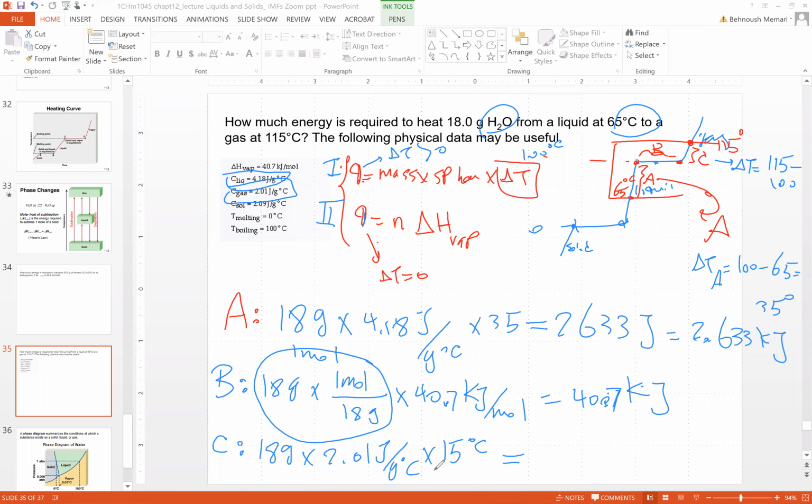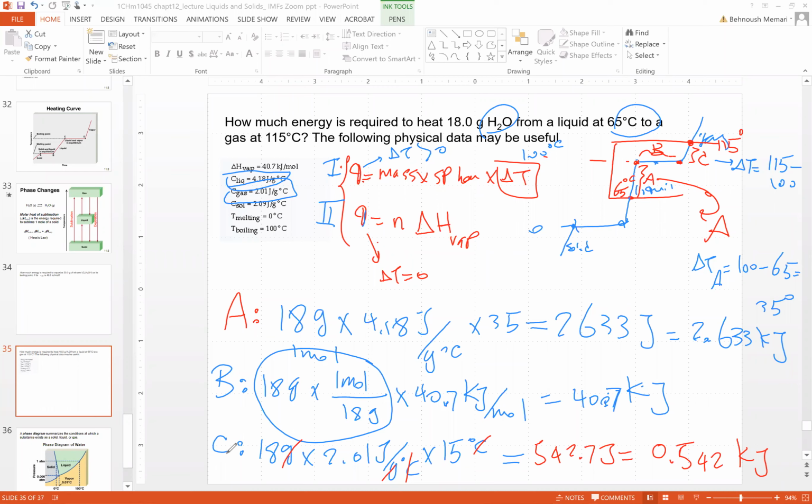You see, units are going to cancel. The units, degree Celsius would cancel with this, gram would cancel with this one. Whatever number you find is going to be in joules. So 18 times 2.01 times 15. This is 542.7 joules, and that equals 0.542 kilojoules. Okay, kilojoules. Now, I have the value for A plus B plus C.